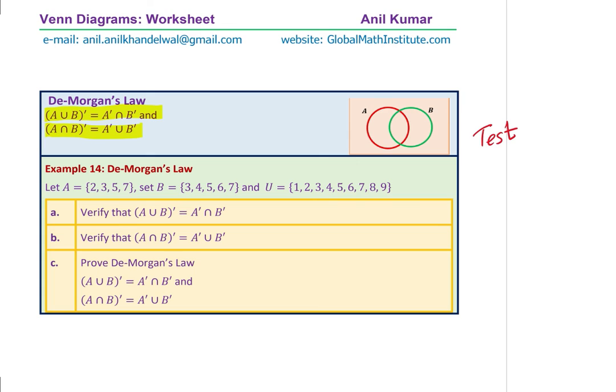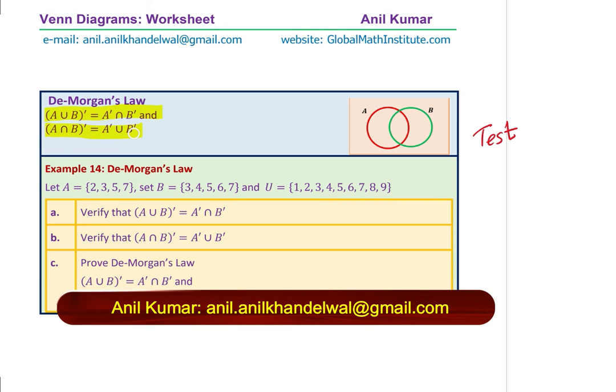So we'll apply De Morgan's theorem. So here is the theorem for you, which is also considered a law, basically. A union B complement can be written as the intersection of not A and not B. And A intersection B complement is written as the union of complements of A and B.